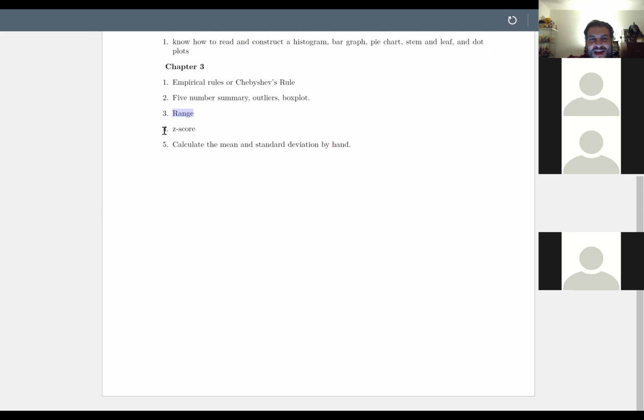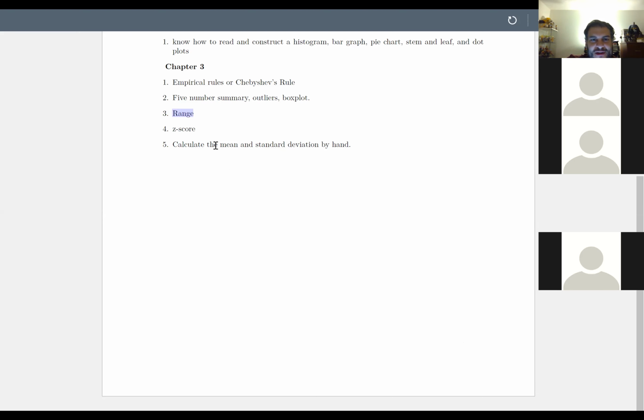Z-score, just look at what we did for the Z-score for the quiz. Pretty much that's what you need to know for the Z-score. Just look at the quiz and you should have it. So range is larger than, yeah, good. All you have to do is get the biggest number, subtract from the smallest number, and that will give you your range.